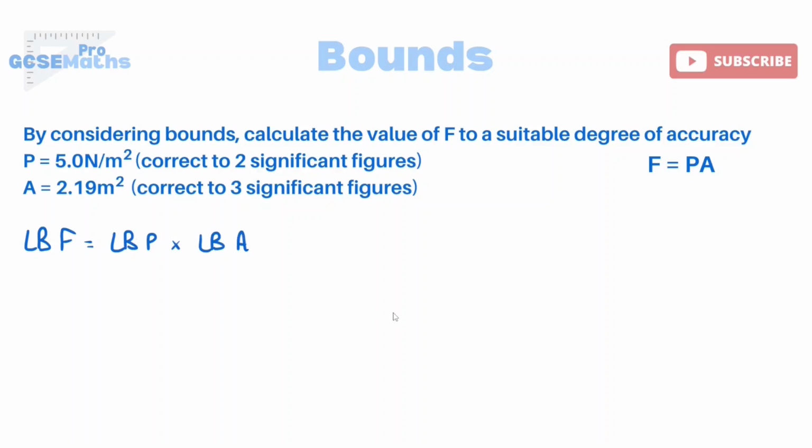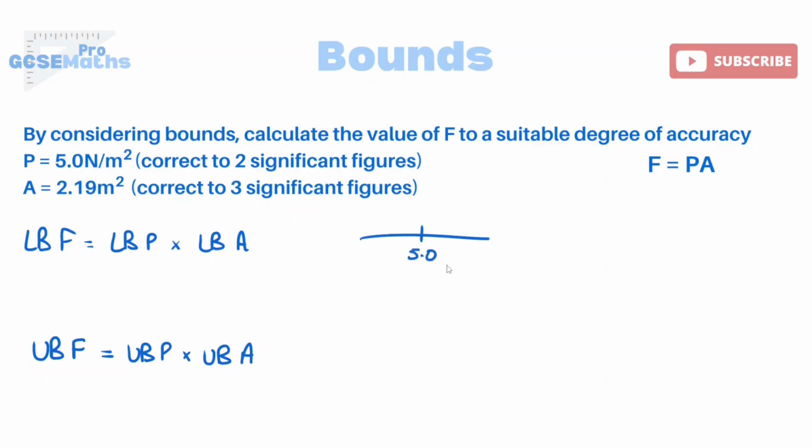Do I need the upper bound, the lower bound? Do I need a mixture? In this case, to find the lower bound of f, I need both the lower bounds of a and p. And in the same way, if I want to find out the upper bound of f, to find the biggest possible value of f, I want to times together the biggest possible values of p and a, the upper bounds of p and a. So I need to work out the upper and lower bound of p and a first.